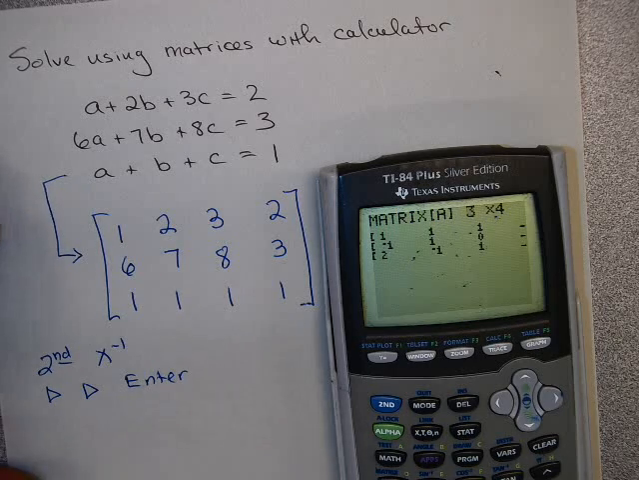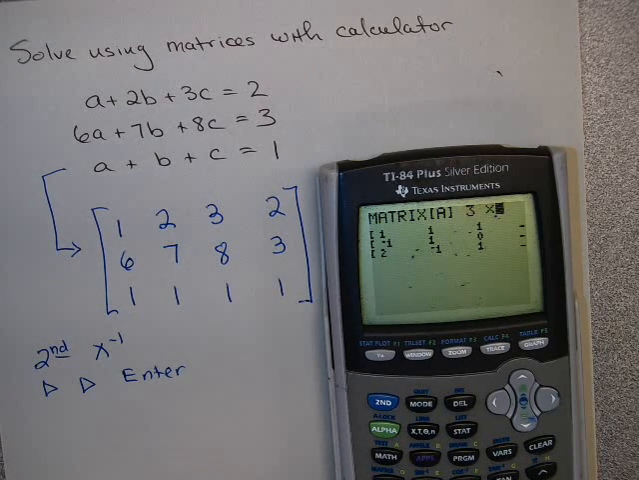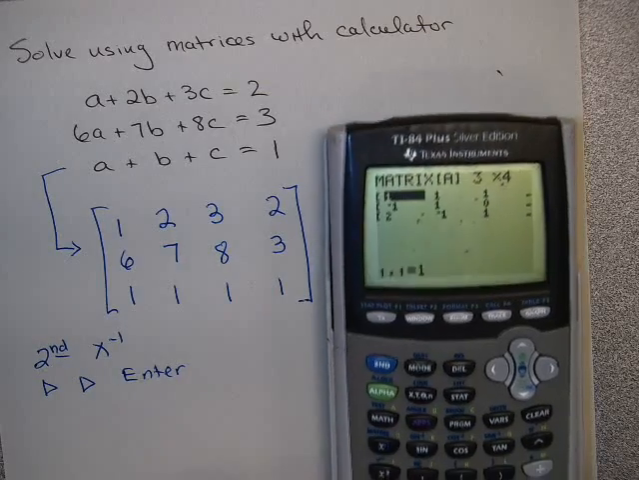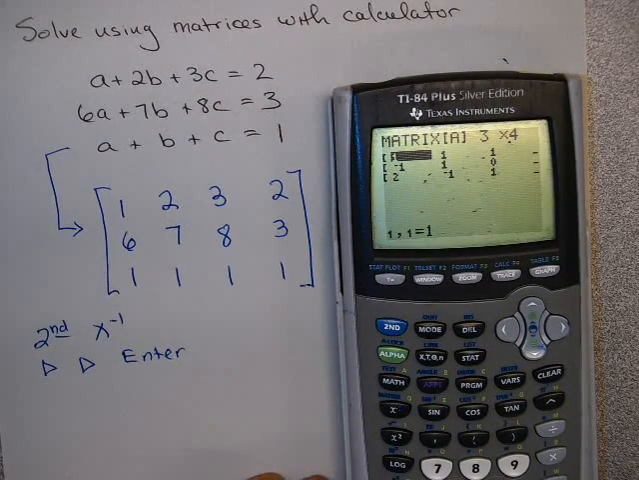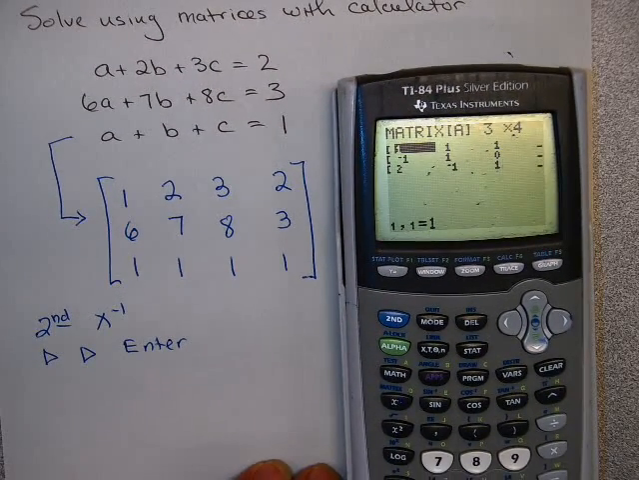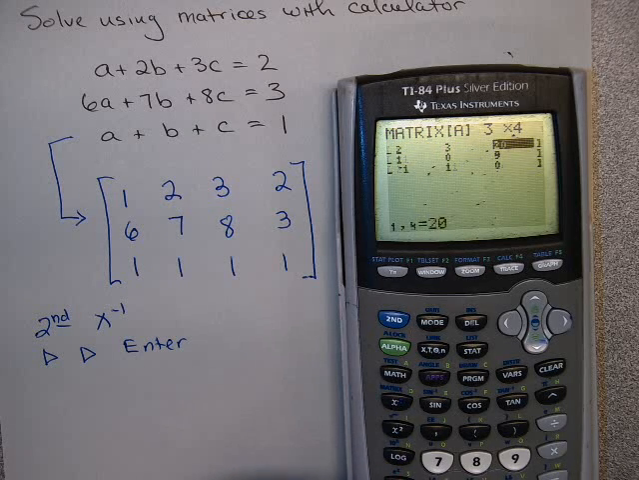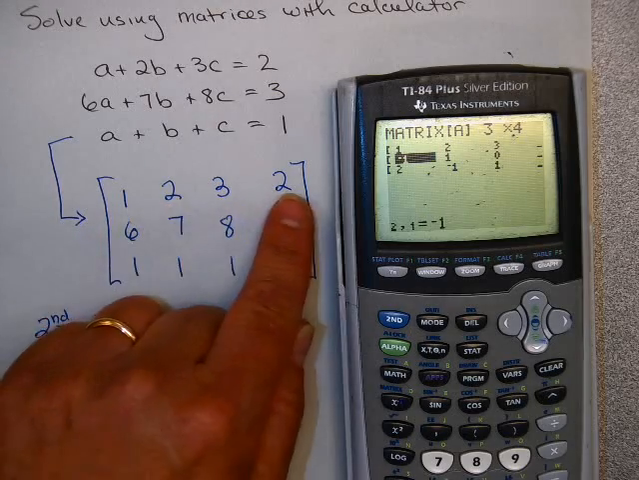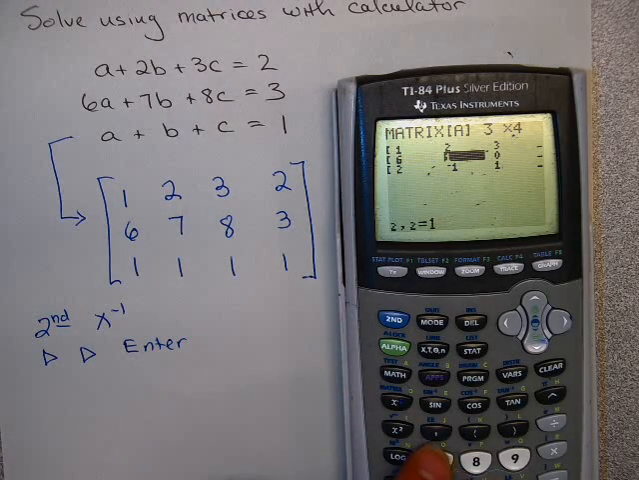Then you want to type in the size of the matrix, which is 3 by 4, and then type in your numbers, remembering to hit enter after each one. So that's 1 enter, 2 enter, 3 enter, 2 enter. Notice you have to go across the columns. 6 enter, 7 enter, 8 enter, 3 enter. 1 enter, 1 enter, 1 enter, 1 enter.